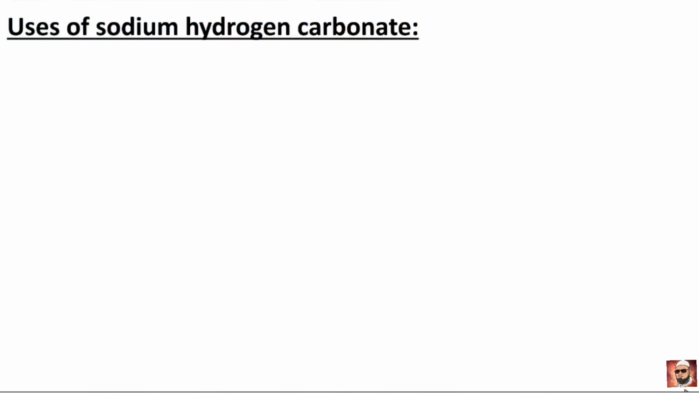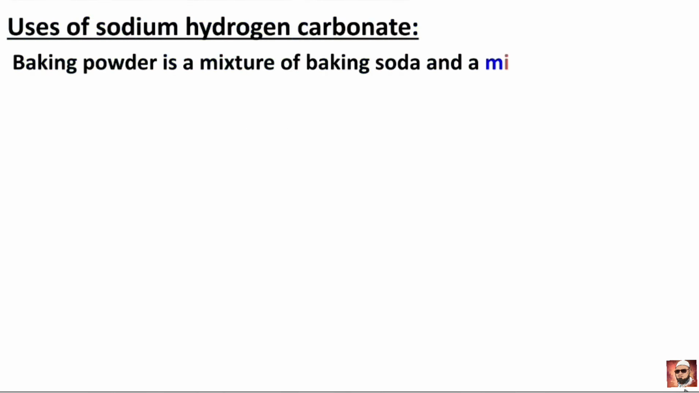Uses of sodium hydrogen carbonate, baking soda. If you take baking powder, it is actually a mixture of what? Baking soda and edible acid, the edible acid meaning the acid which is used for eating in our food, such as tartaric acid. So tartaric acid plus baking soda is equal to baking powder.